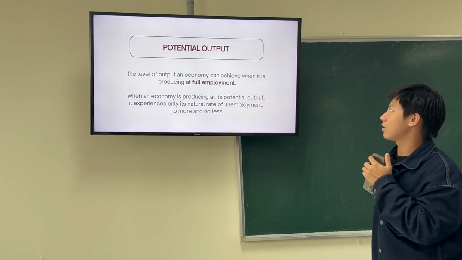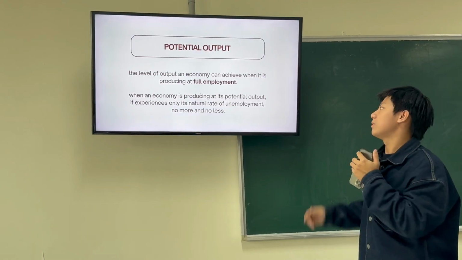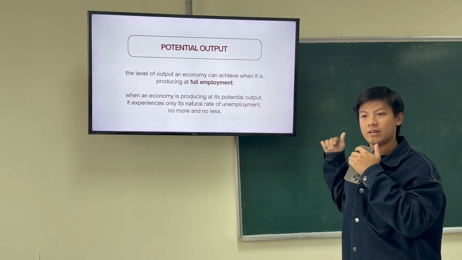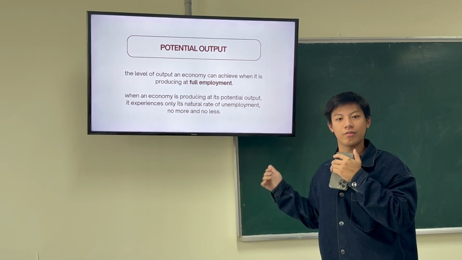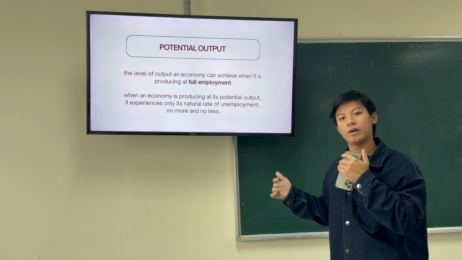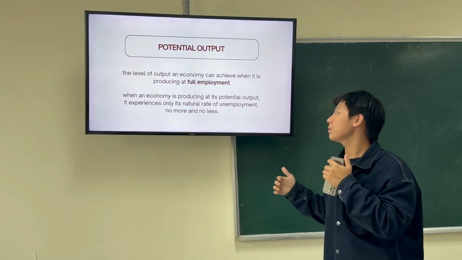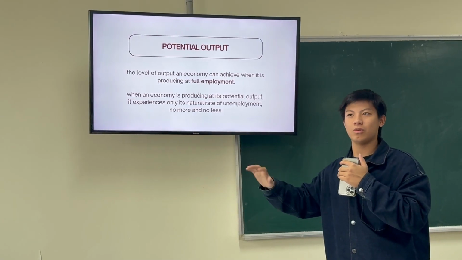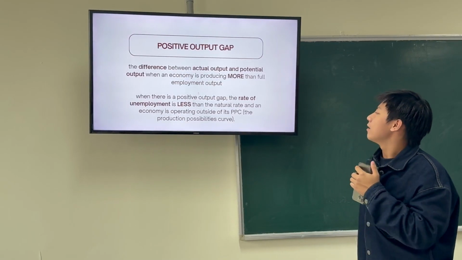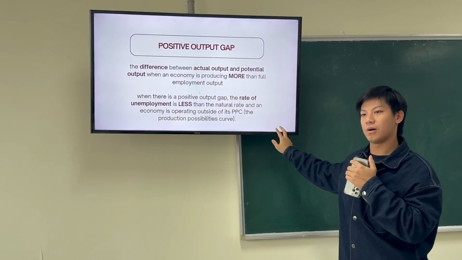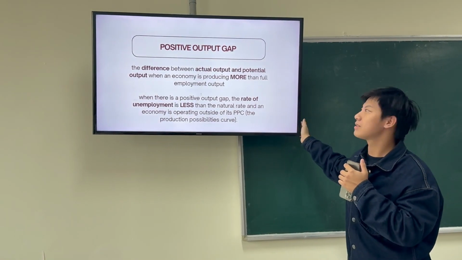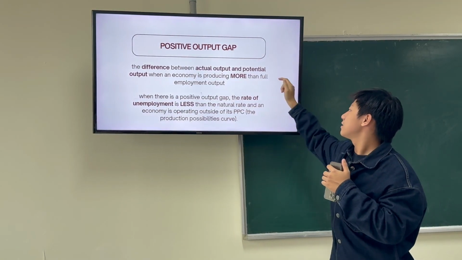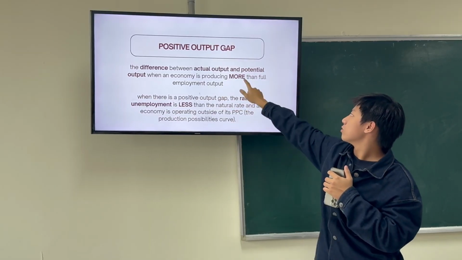Next up is called the potential output. The potential output is the level of output that the economy can achieve when it is operating at full employment. And when the economy is operating at full employment, it experiences its natural rate of unemployment, which is no more, no less than that. And we have another two very related terms, which are the positive output gap and the negative output gap. These are the two words that you need to pay attention to, the more and the less, right?